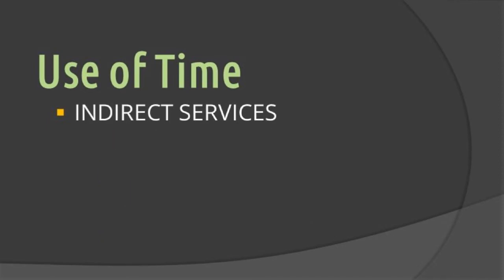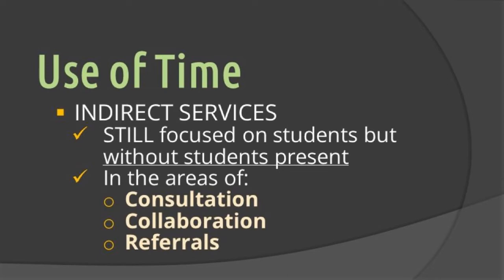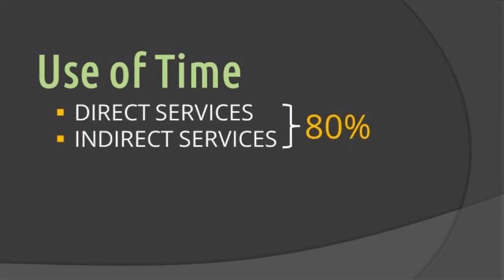Next, indirect services are those activities that are still focused on students but take place without students present. ASCA further breaks these down into consultation, collaboration, and referrals. Again, this category is still focused on students related to the school counseling program goals, but done without students in the room. This might include talking with a colleague or a mental health agency about a student, or doing a teacher-parent conference, etc. Note here again, like we said last module, that ASCA says school counselors should spend at least 80% of their time in a combination of direct and indirect services. This is also a good discussion point at your principal and counselor meeting.